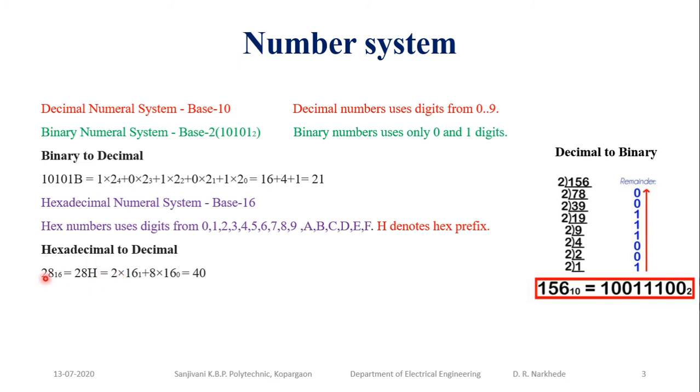Now you need to multiply each and every digit by 16 to the power of its position. 8 is the first digit, so 8 into 16 to the power 0, plus 2 into 16 to the power 1. What is 16 to the power 0? It is 1, so 1 into 8 is 8. 16 to the power 1 means 16, and 16 into 2 is 32. So 32 plus 8 is 40. So the decimal number 40 is equal to 28 hexadecimal.